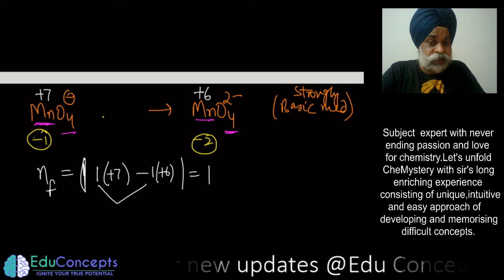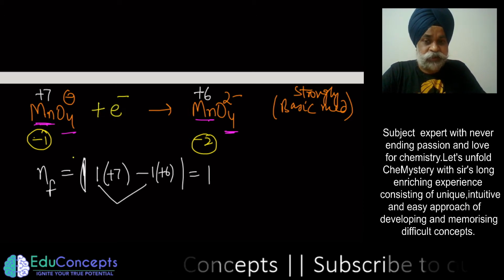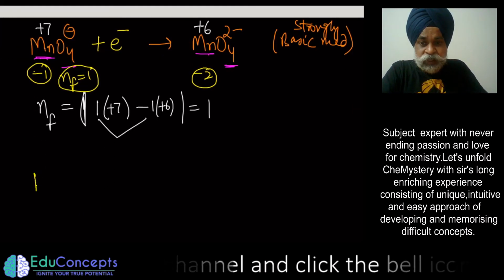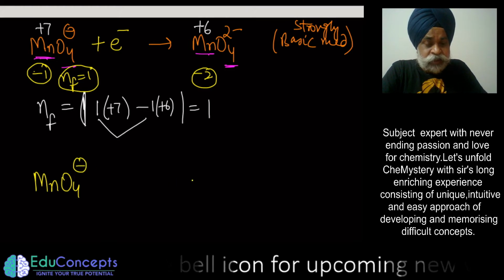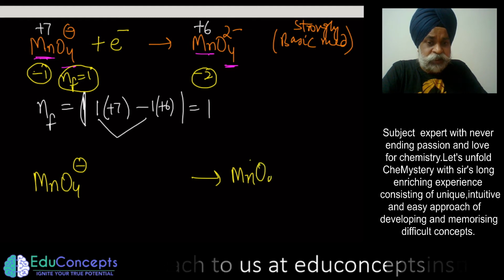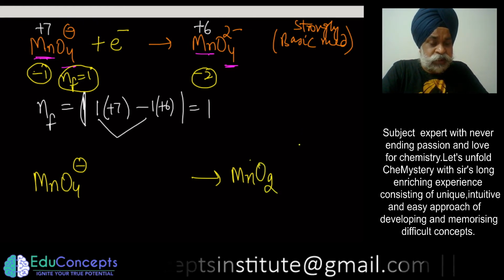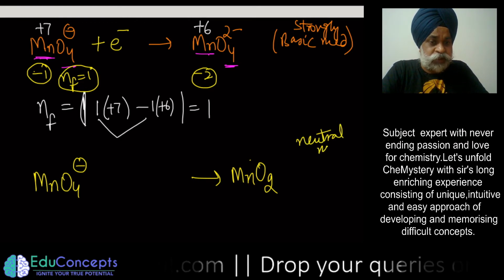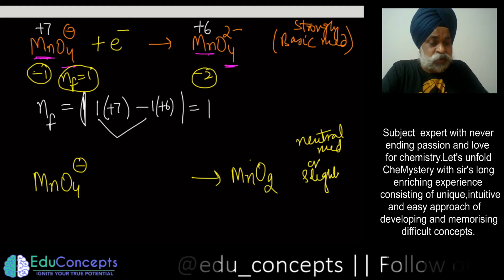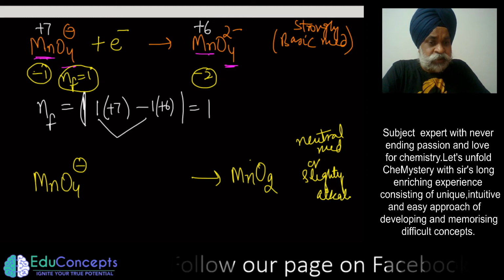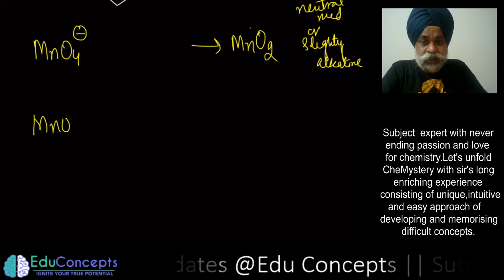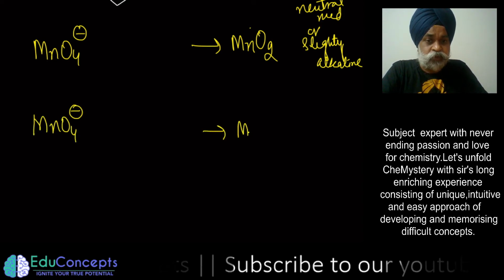So as simple as that, to keep the charge balance I put one electron here, so the n factor here is 1. And another thing is that permanganate tends to act again as an oxidizing agent in a neutral medium. In a neutral medium it tends to go to MnO2, and we say neutral medium, or I may also write it as slightly alkaline or weakly alkaline. If you take permanganate ion slightly above pH 7, it wants to change into MnO2.